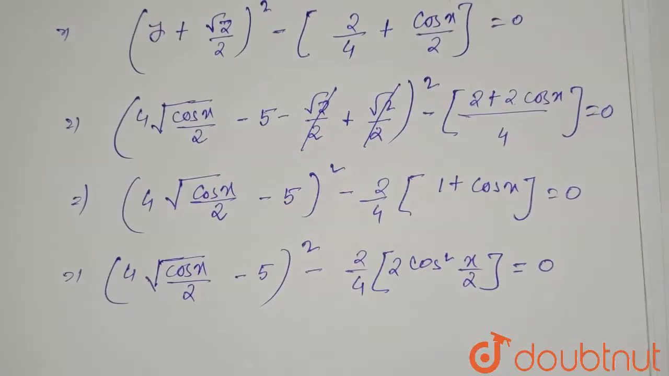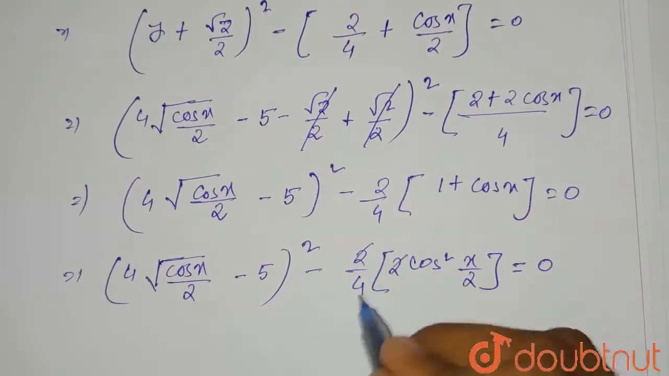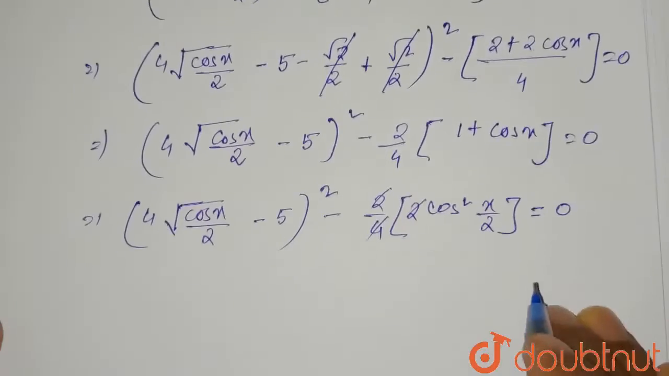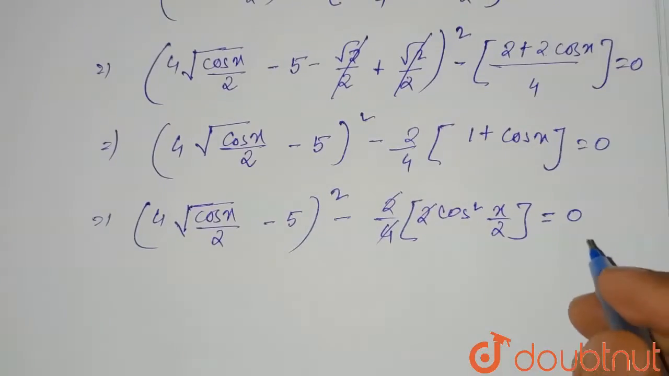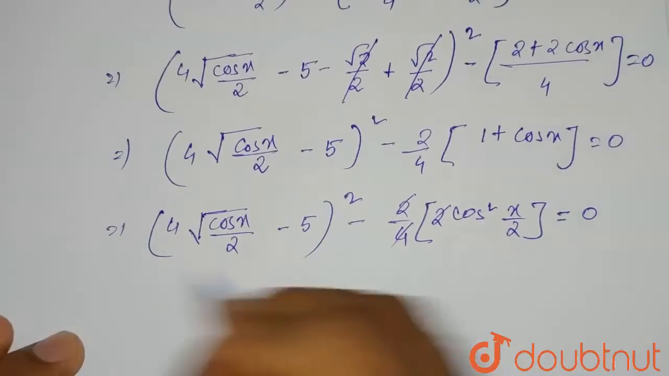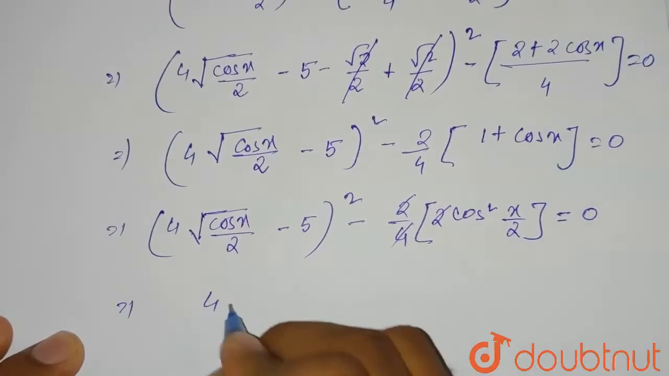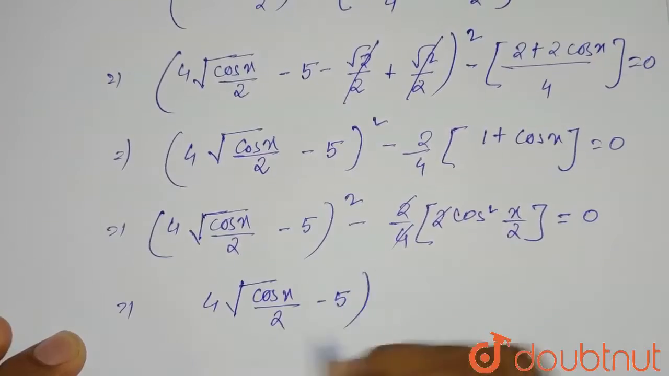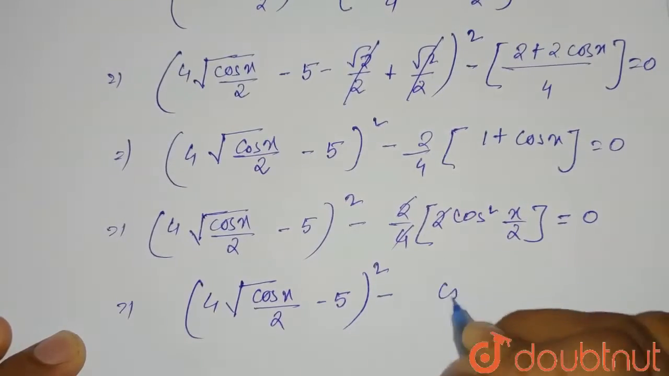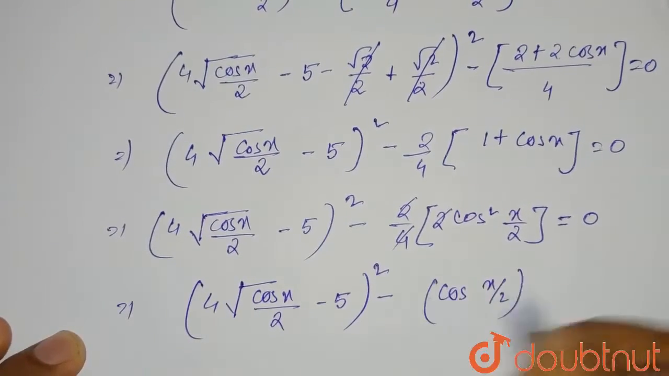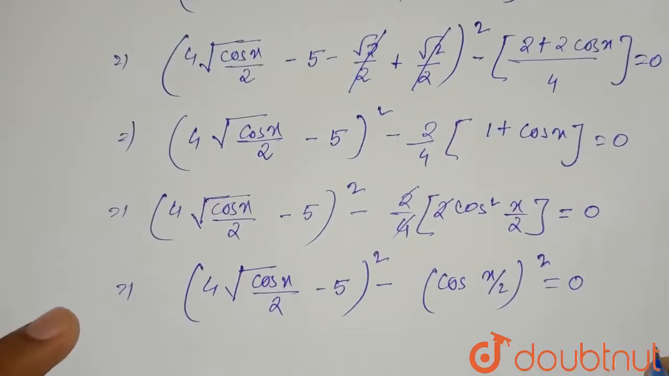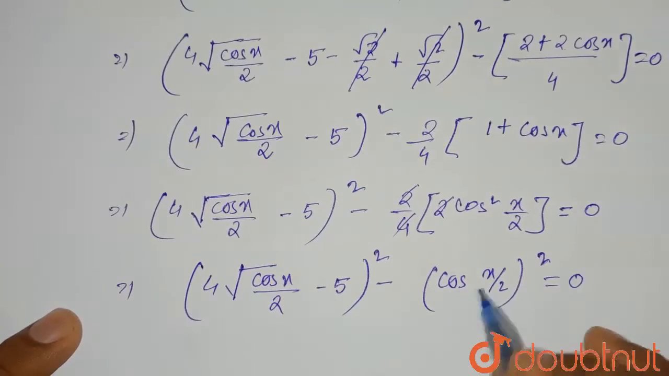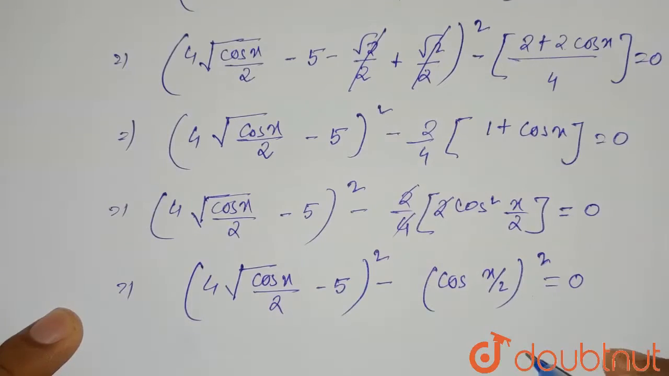Now here you can see that this 2 is 4, that means this will be cancelled with this one value. So ultimately what will be the final equation? From here it can be written as 4 root under cos x divided by 2 minus 5 whole square minus cos of x by 2 whole square equals to 0. Here you can see this is the format of a square minus b square. So a square minus b square is a plus b into a minus b.